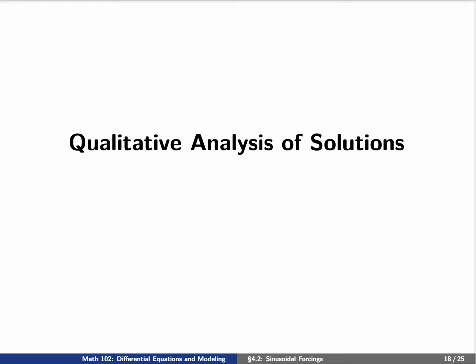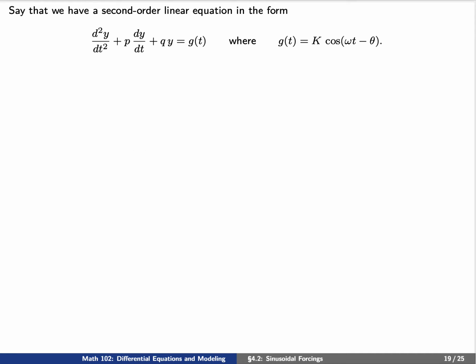Now, we'd like to end today's lesson by giving some qualitative analysis of our solutions. That is, we'd like to discuss how the graphs behave once we have our differential equations. To this end, say that we have a second order linear equation in the form we've been discussing, where g of t now is a sinusoidal forcing function.